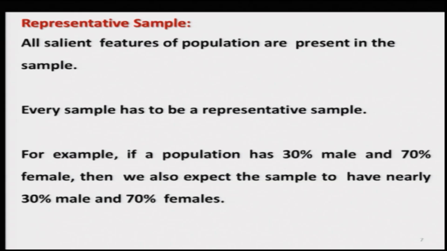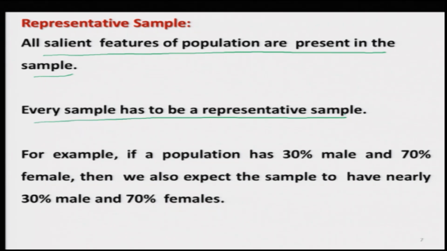First, the primary condition is that all salient features of the population are present in the sample, and that sample will be called a representative sample. And this goes without saying: by default, we assume that every sample we draw is a representative sample, or rather it has to be a representative sample.